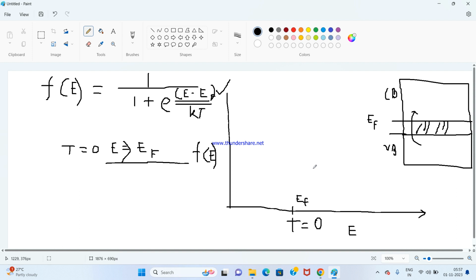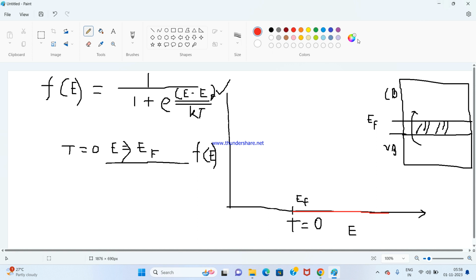So that means if the energy is higher than the Fermi energy and the absolute temperature of the metal is 0, then the occupancy is always 0. So it will be like this.